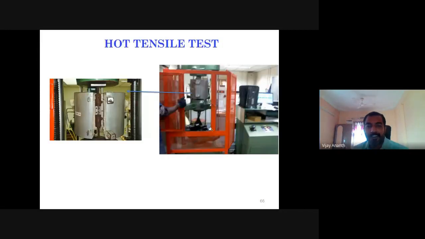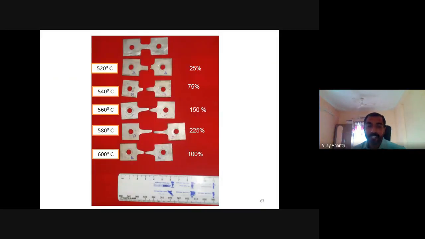The next one we have done is the hot tensile test. There is a furnace, a split type furnace, with the specimen inside, and we increased the temperature. We did the test at different temperatures with a constant strain rate. These are the specimens we used.